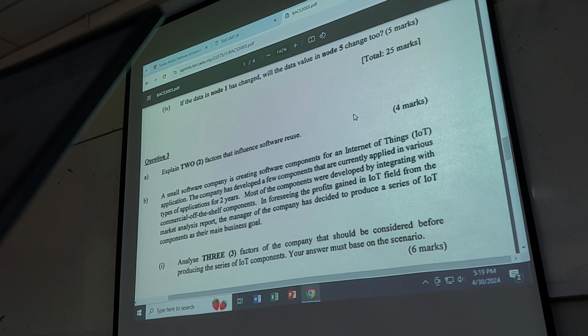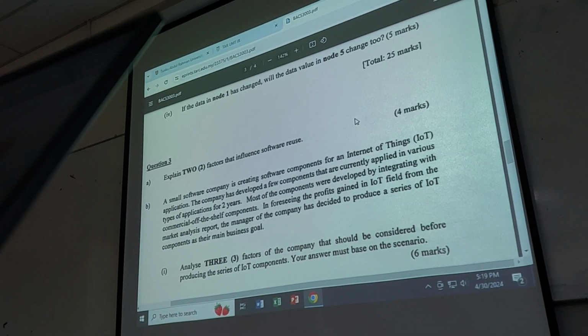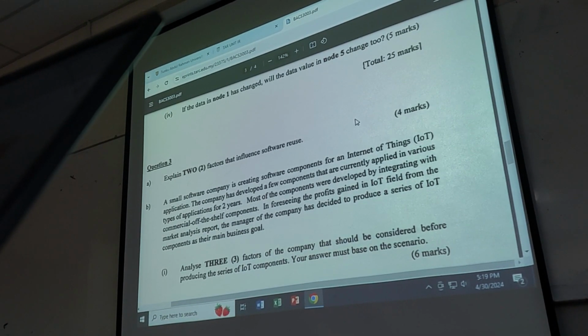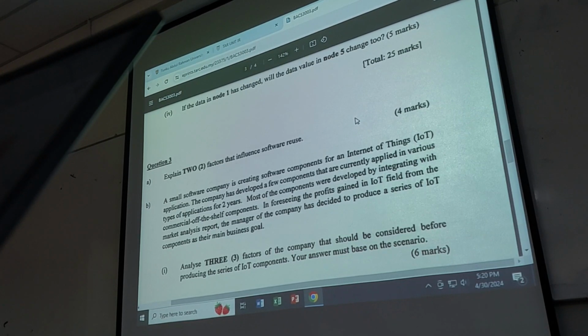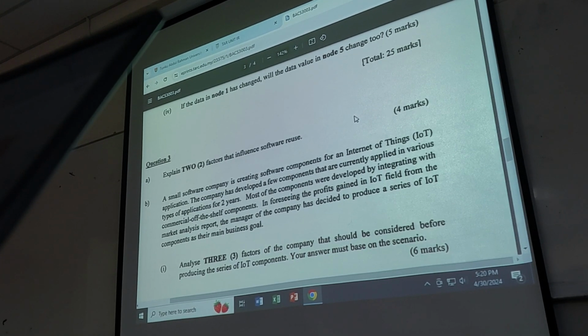Okay. Now, 3B. Should be 3B. Yes. So 3A okay, and then 3B. Number B. Please read the question B first. Read the question B for the scenario first. Okay.